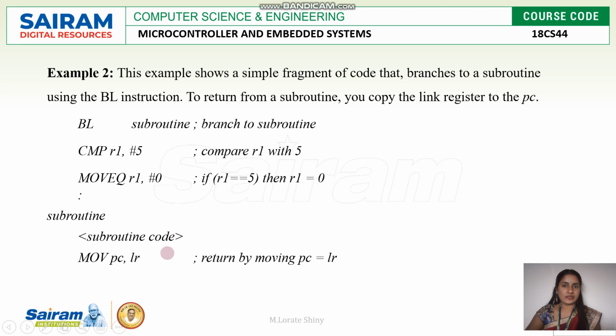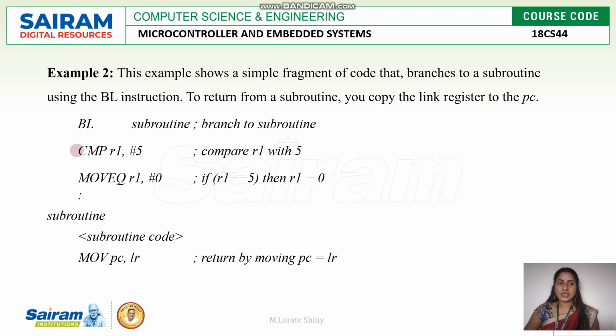Subroutine code is a set of instructions. Once the subroutine is completed, this instruction will be executed: move PC comma LR. As I said, for the branch with link, before jumping to the subroutine, the processor will save the address of the next instruction. Here the next instruction is compare, so the address of this compare instruction will be saved in the link register. Once the subroutine code is over, the link register should be moved to PC. So the PC got the address of the compare instruction.